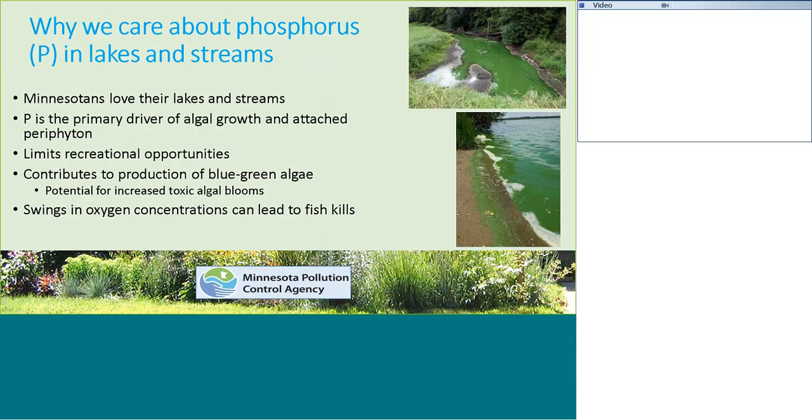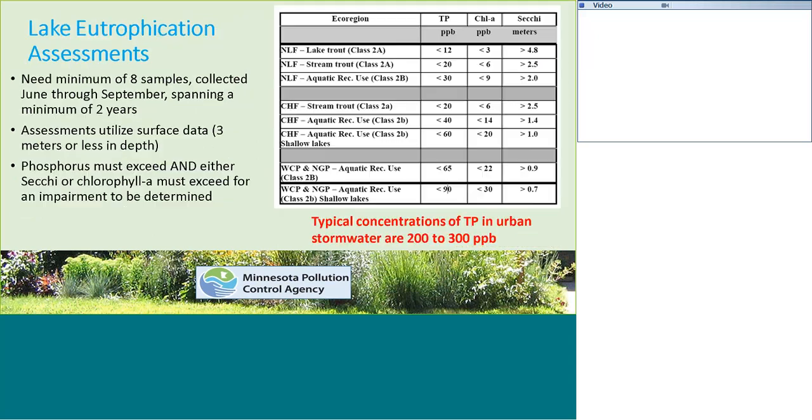So just real briefly, most of you probably already know this, but we care a lot about phosphorus. We love our lakes here and streams in Minnesota and elsewhere and around the country. Unfortunately, phosphorus is a driver of impairments in many of our lakes and streams. It's the primary driver of algal growth, attached periphyton. It limits recreational opportunities. When it gets bad enough, it can lead to blue-green algae production that results in toxic algal blooms. And they're often associated with swings in oxygen concentrations that can result in fish kills.